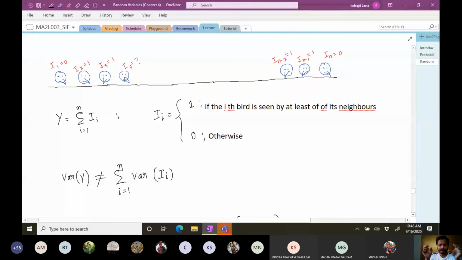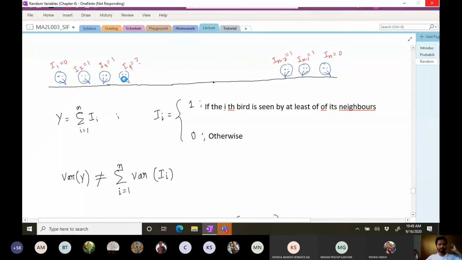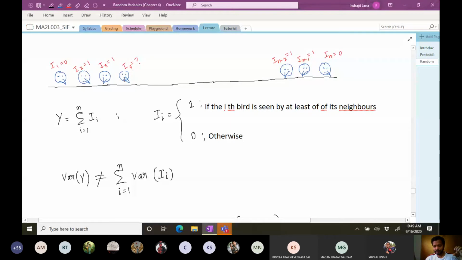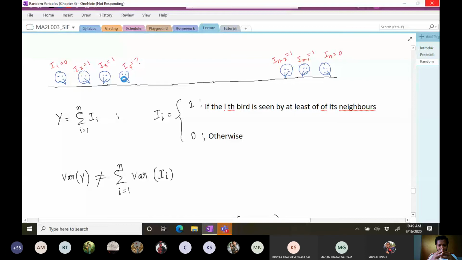So status of I3 and I4 are also dependent. If you take Is that are far apart, so maybe like I2 and I100 will be independent, because I2 depends on its two consecutive neighbors, and I100 depends on the 99th bird and the 100th and first bird. So in that case, they will be independent. But if the Is are close enough, then they will be dependent. And since they are dependent, we cannot write the variance of Y as a summation of variance of Ii, because they are dependent. In fact, there will be covariance terms.